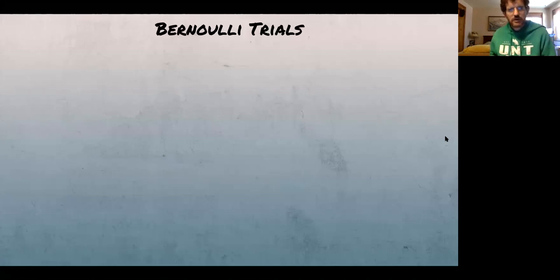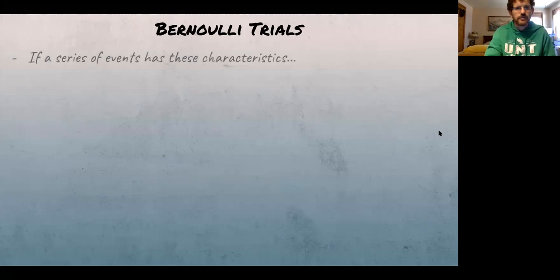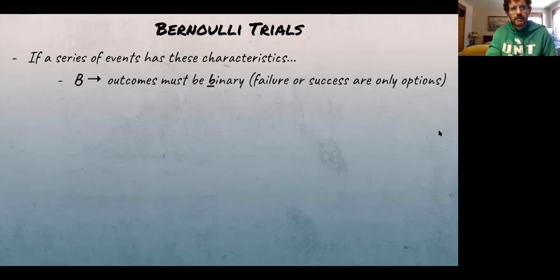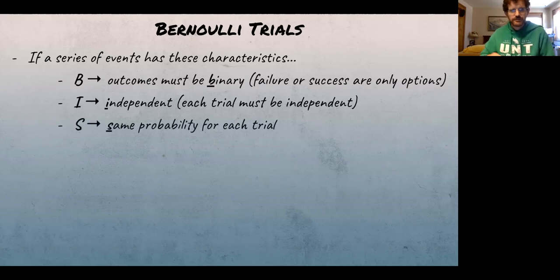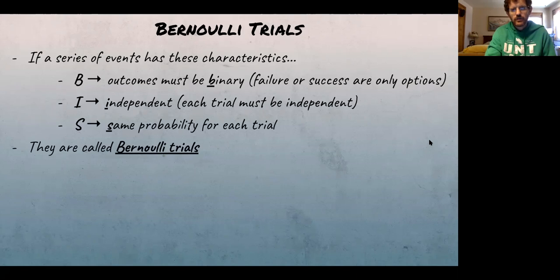The very first part of chapter 17, we're introduced to Bernoulli trials. We'll talk about that in a second, but Bernoulli trials have 3 characteristics. The outcomes must be binary, so failure or success are the only options. Independent, so each trial must be independent, and there must be the same probability for each trial. And those are Bernoulli trials. They're named after Daniel Bernoulli.